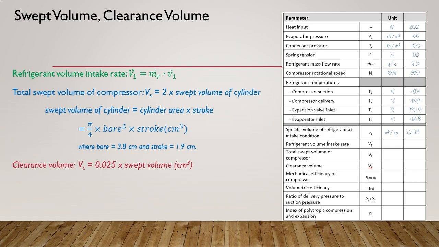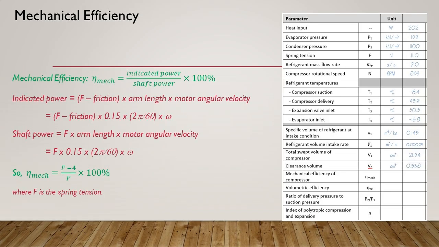When we get the value of specific volume of refrigerant at intake condition V1, the refrigerant volume intake rate can be calculated. The total swept volume of the compressor Vs equals double the swept volume of a cylinder, as our compressor is a twin-cylinder design. Afterwards, you can get the clearance volume Vc. Calculating the mechanical efficiency, it is the value of indicated power over that of the shaft power. And we can get the result by inputting the value of spring tension.